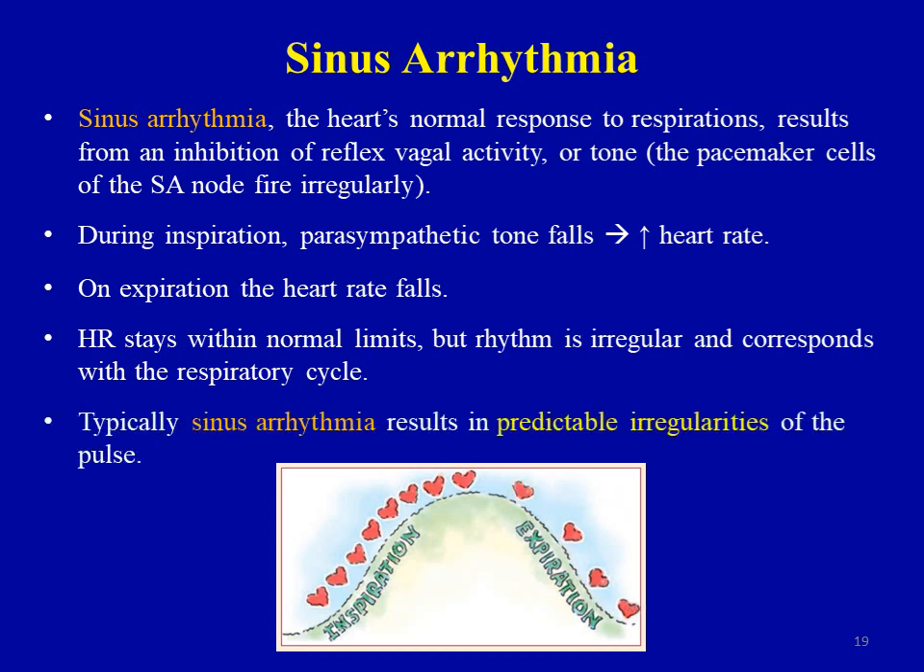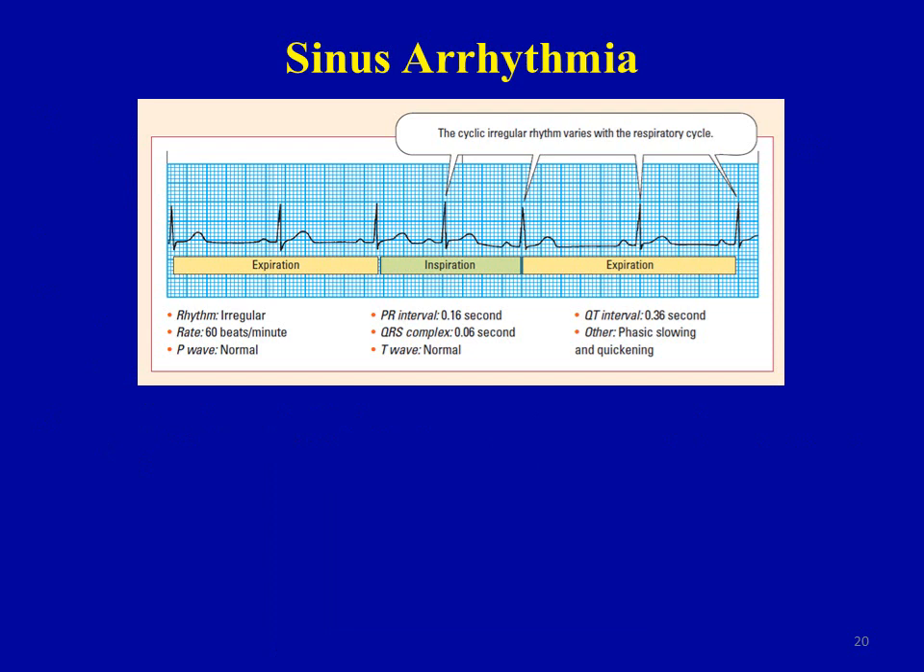Typically, sinus arrhythmia results in predictable irregularities of the pulse. So if I check the ECG strip, I can predict the next irregularity that will occur in the ECG. Here we can see an ECG strip where there is a sinus arrhythmia. As you can see, we have fewer cardiac cycles during expiration and more during inspiration. So the rhythm is irregular.